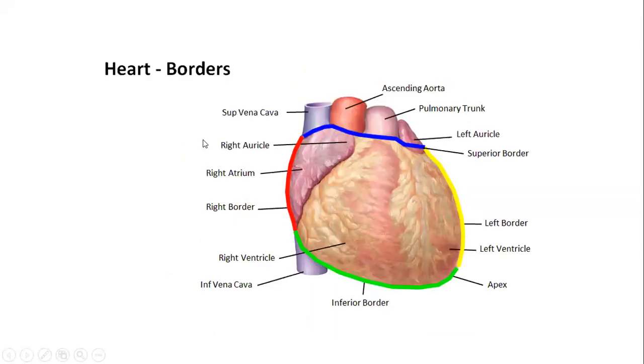Now moving on to the borders and surfaces of the heart. We have 4 surfaces and 4 borders of the heart. In some books, 3 borders are also given, but famously we know that the heart can have 4 borders. So let's see what are the names of the borders and what structures are forming those borders.